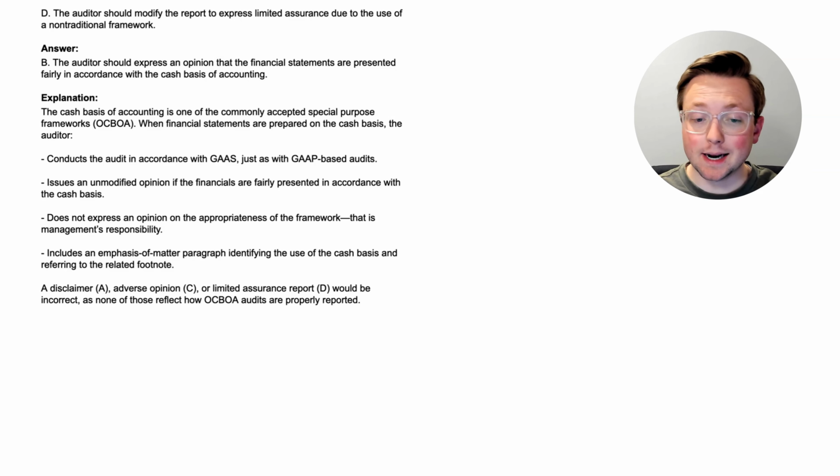And they also include an emphasis of matter paragraph identifying the use of the cash basis and referring to the related footnote. Again, very similar to question 2, just applying it to cash basis, and you can see that it's basically the same.